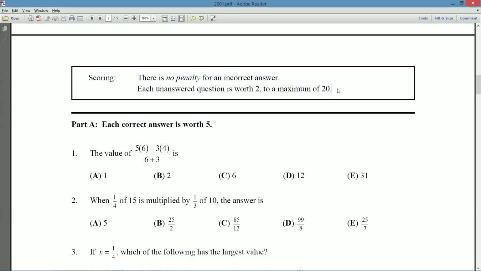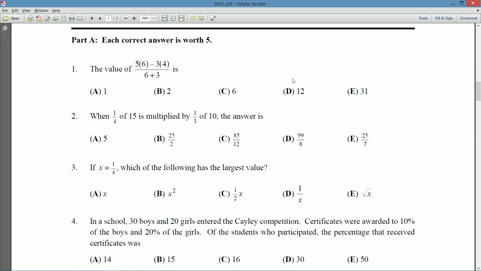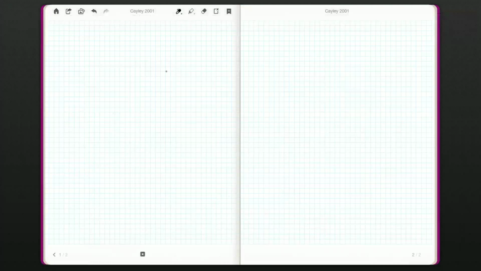Alright, so we're just going to look at question number 1 in this video. Question number 1: the value of (5 times 6 minus 3 times 4) over (6 plus 3). I believe this is actually the very first question on the Pascal as well, so there'll be a video of me doing this question as well. But there's not a whole lot to do to this question. Usually question 1 is just a straight up computation or a very simple decimal comparison or something like that. So really all that's left to do is order of operations and make sure we get the right calculation out.